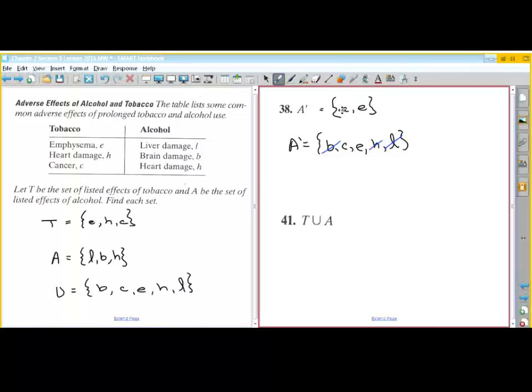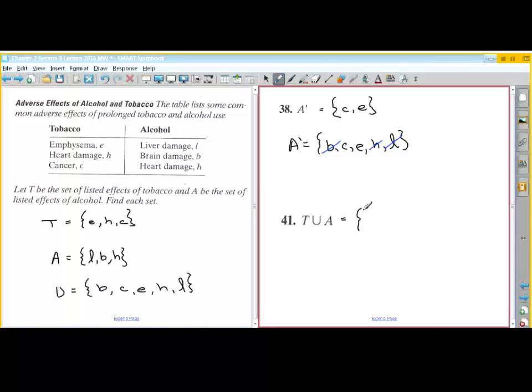So the complement of A would be cancer and emphysema. Those are the two adverse effects that are associated with the other bad habit. We have the common one, which is H, so that gets eliminated. Okay, so that's how you do that. And then we have T union A. So again, we could just look at these two and write the answer.